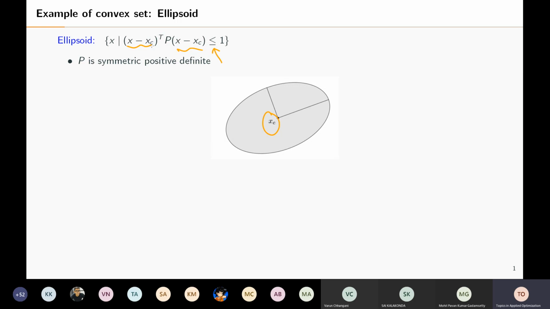And P should be symmetric and positive. P is a matrix here. You may not have seen the equation of an ellipse in this form, but this is actually an ellipse. I can take an arbitrary example. Let us say P is a matrix like this, 1 0 0 2. Now let us say the center is the origin, so xc is 0.